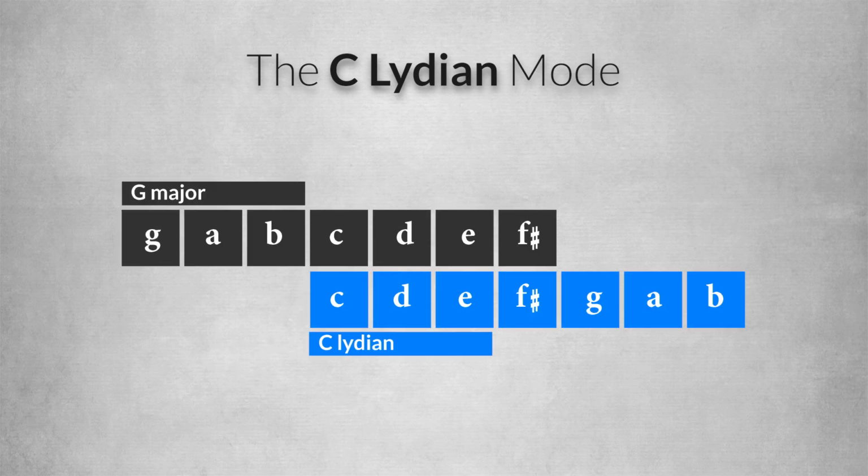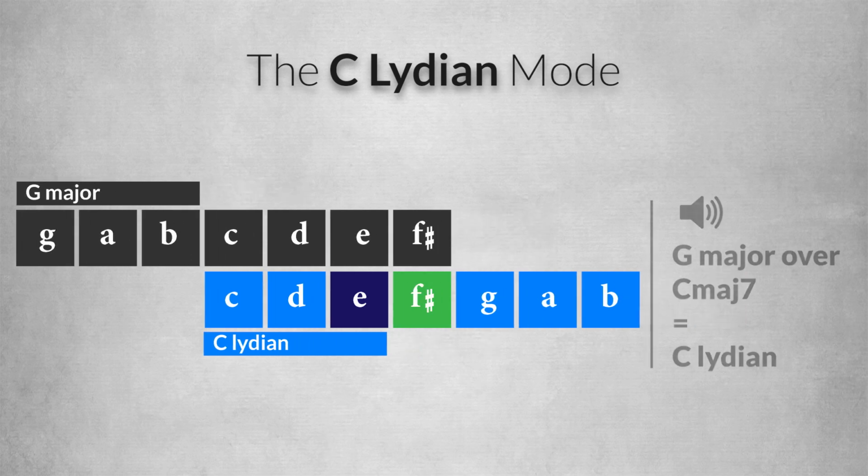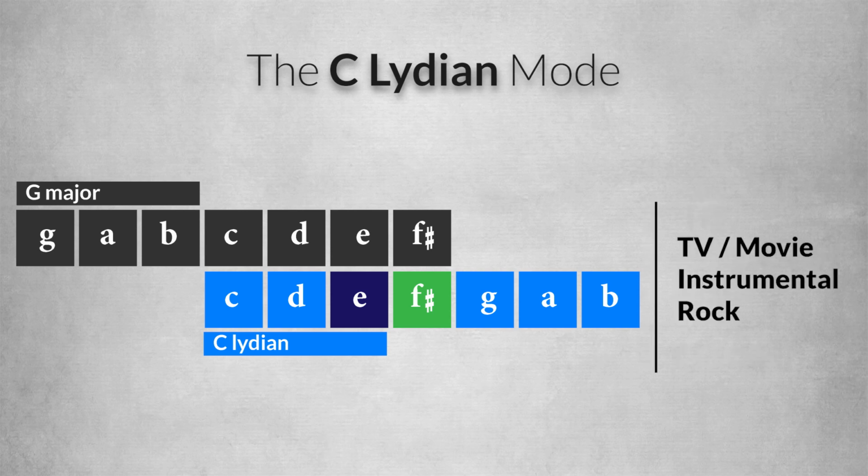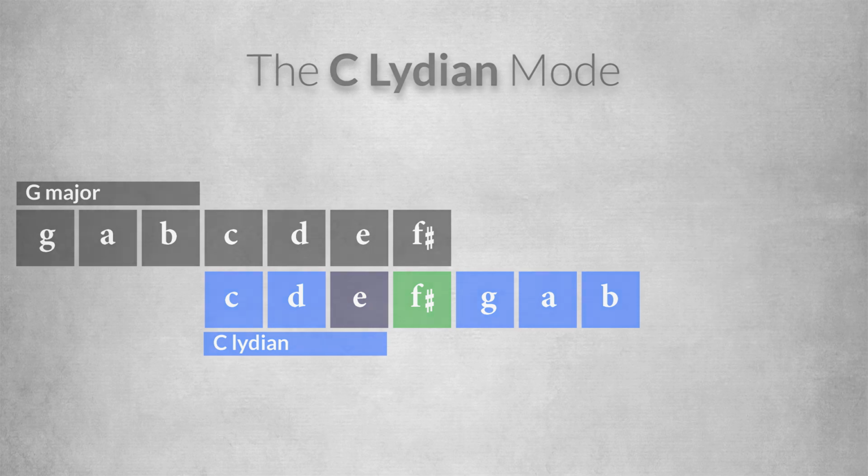The C Lydian mode is the fourth mode of the G major scale. It's the brightest and happiest mode of the major scale. The third is obviously major and the modal trigger note is the augmented fourth degree, the note F sharp. The Lydian mode is popular among film score and TV serial composers and instrumental rock guitarists. Think of Steve Vai and Satriani, for instance.